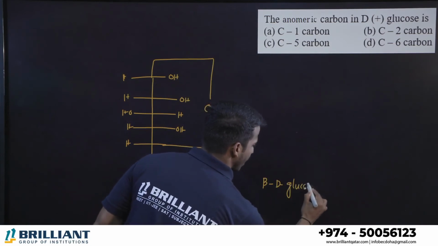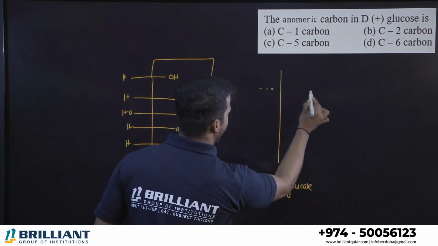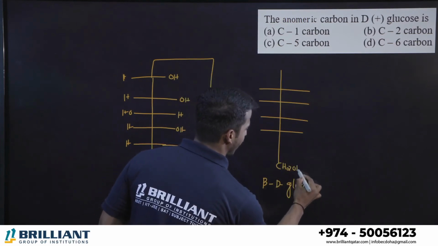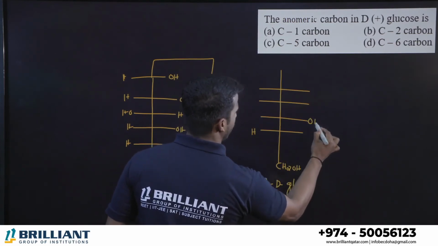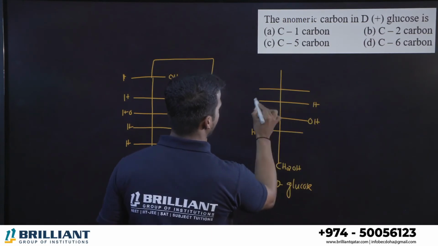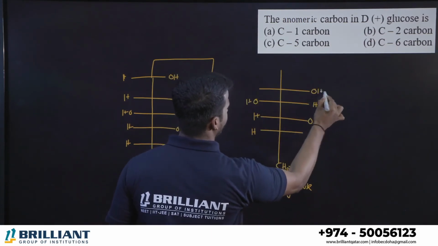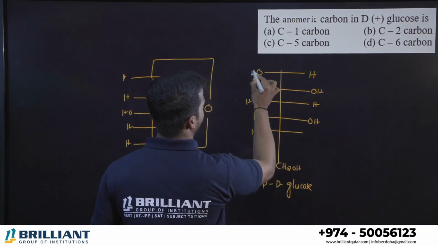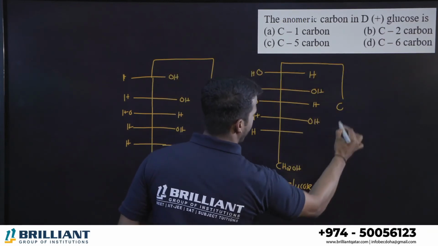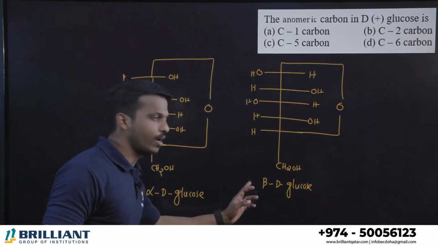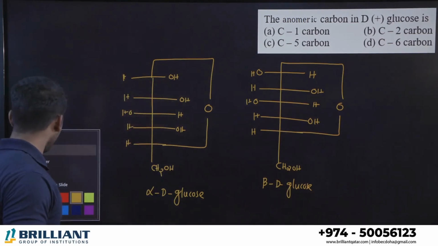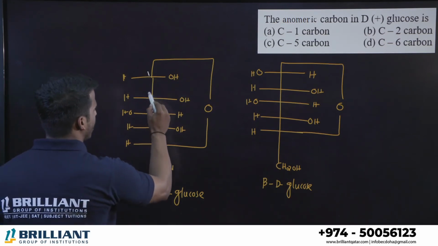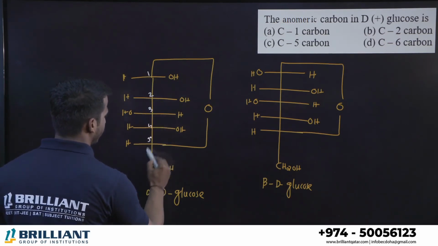What about beta D glucose? Alpha D glucose and beta D glucose are called anomers, right? Anomers. Here CH2OH, here H. OH, H, here H, OH. Here OH, H. What about the first carbon? Hydrogen right side, OH left side. Right? This is the anomer of which one? Beta D glucose. What is the major change in this one? You know that this is the first carbon, second, third, fourth, fifth and sixth.